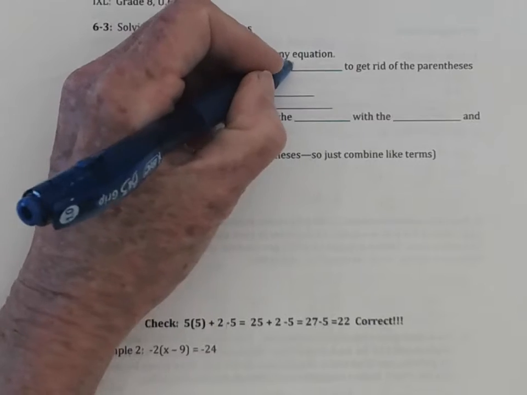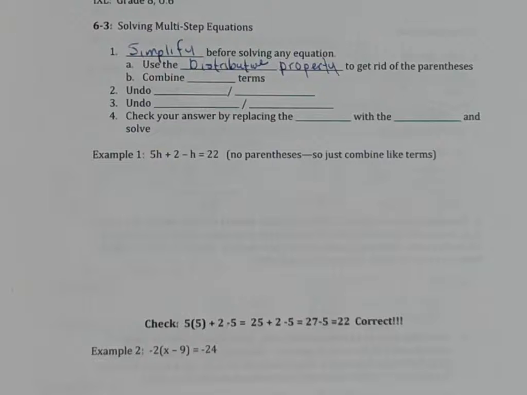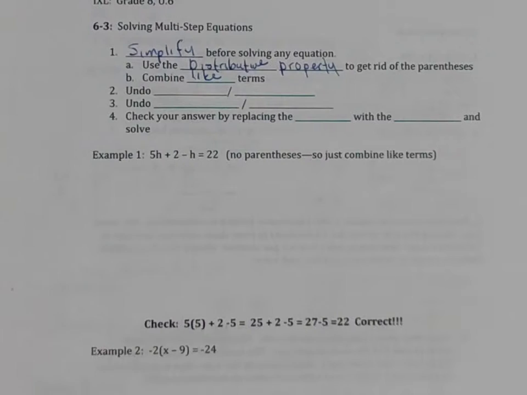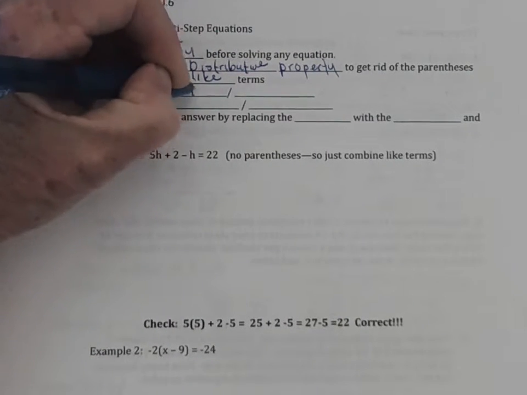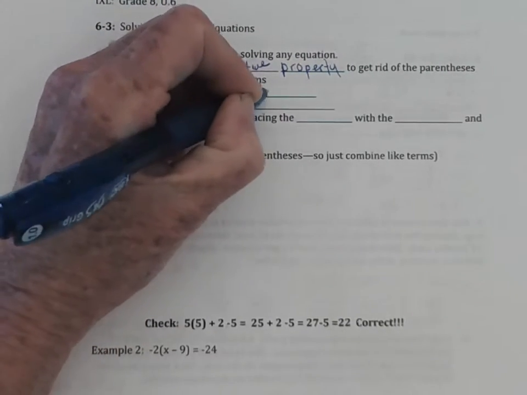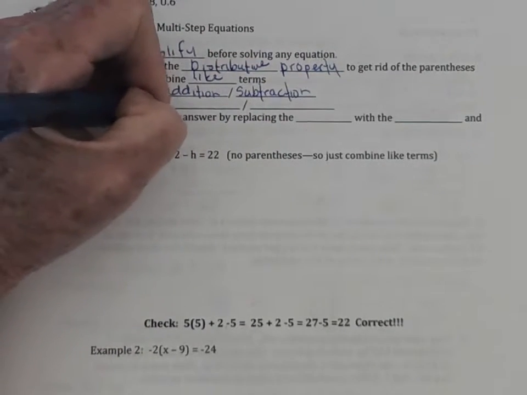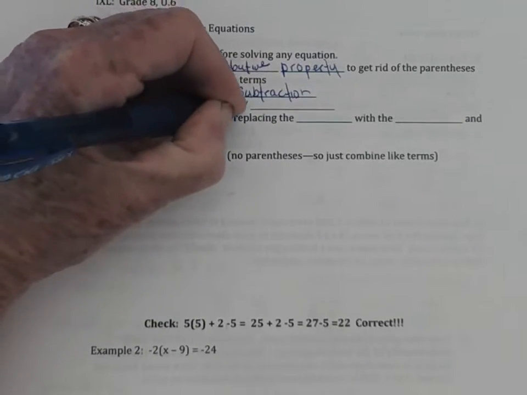Distributive property, P-R-O-P-E-R-T-Y, and you're going to get rid of all the grouping and the parentheses. Then we're going to combine our like terms. And then hopefully it should look like a two-step equation. So then you do what you did before and undo your addition or subtraction. Then look to see if there's any multiplication or division using your inverse operations like before.